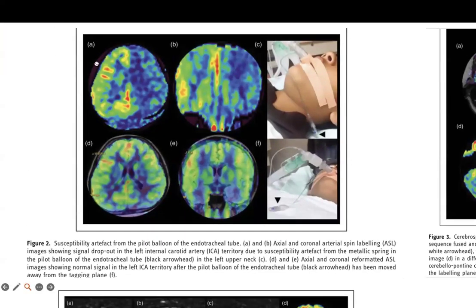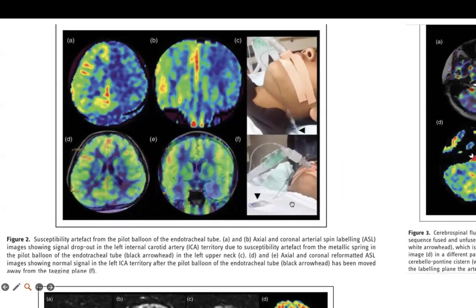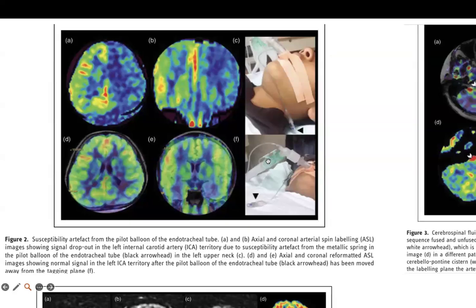This is an artifact. If you see the ASL image, there is hypoperfusion on the left side of the hemisphere. But this patient had a pilot tube, which has affected the magnetic susceptibility, which has led to this artifact. This is the susceptibility artifact from the pilot balloon in the endotracheal tube.